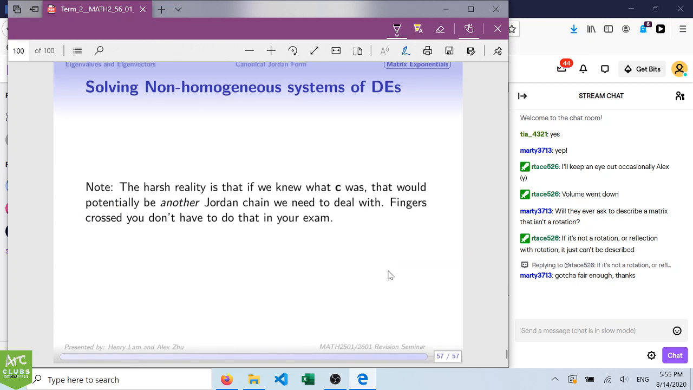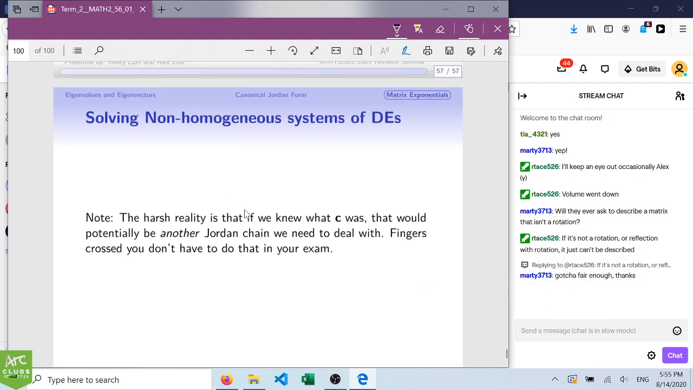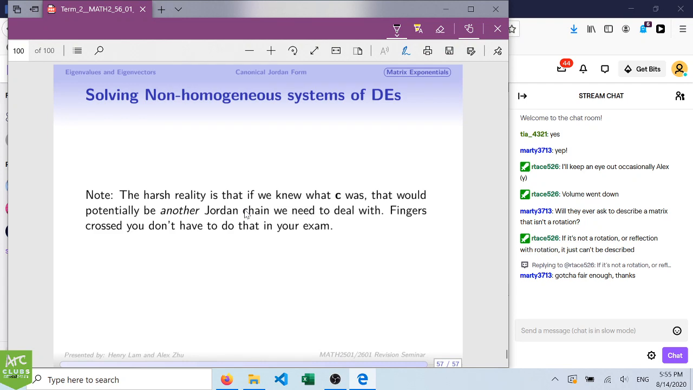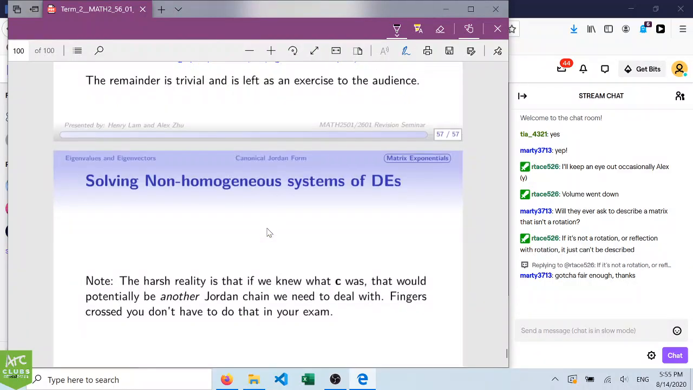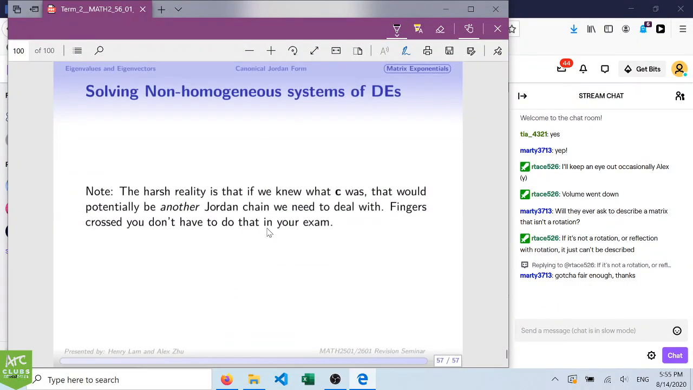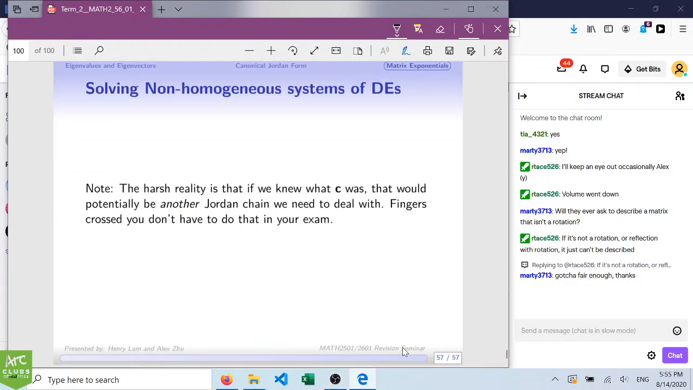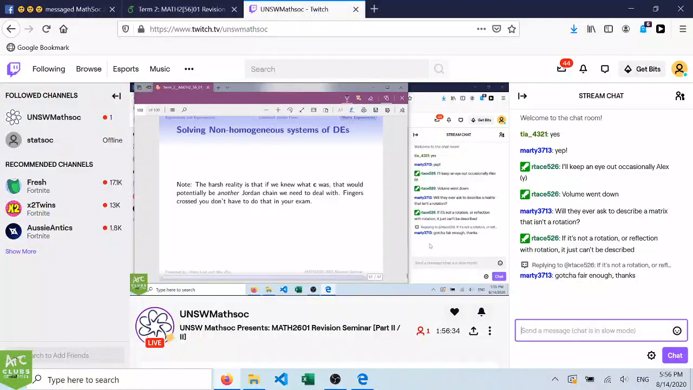So are there any questions from the audience? I guess this topic of matrix exponential is rather computationally intensive, so it could confuse some people, but hopefully it's okay.